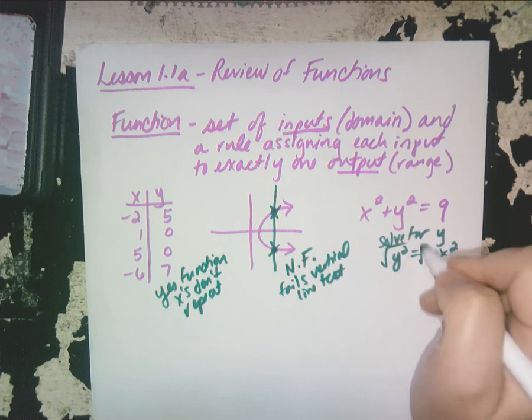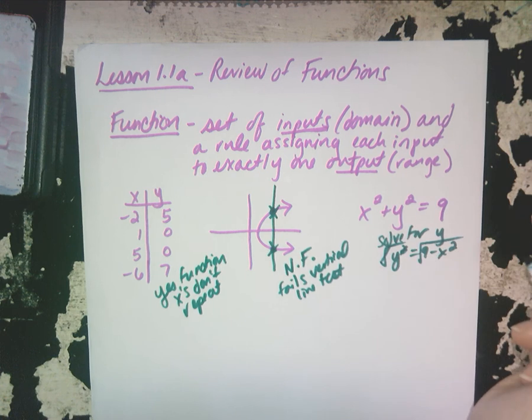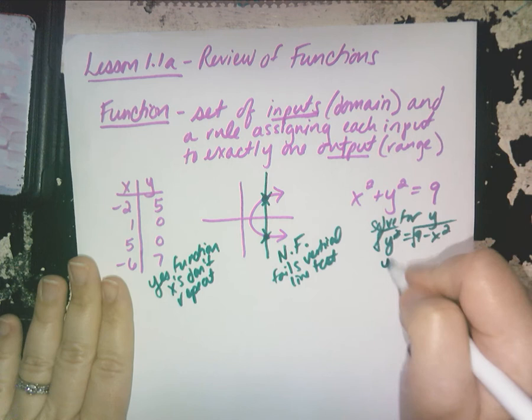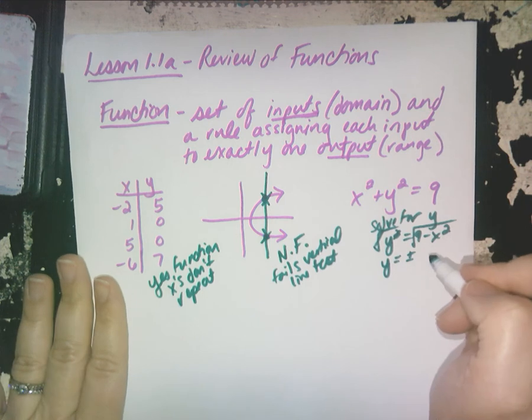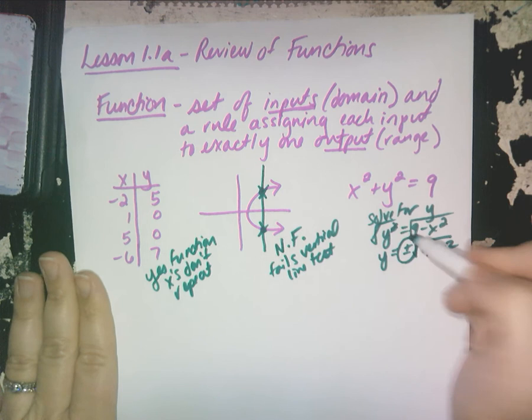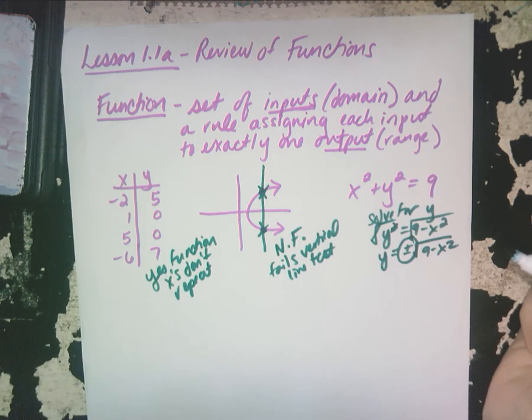y² = 9 - x², take a square root. By the way, what happens when you take a square root? What do you always have in front of that radical? Plus or minus. What does that plus or minus do? That assigns two y's to that one x.